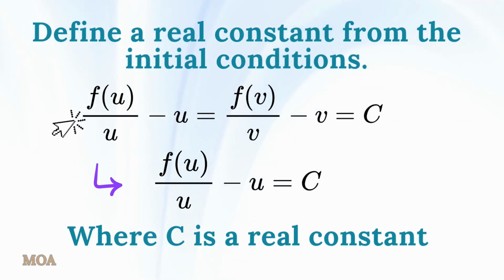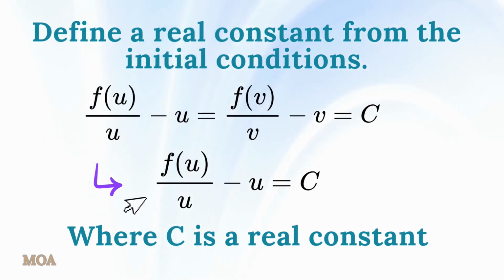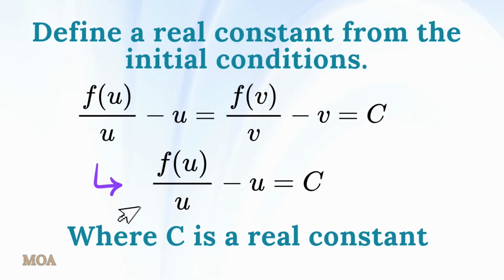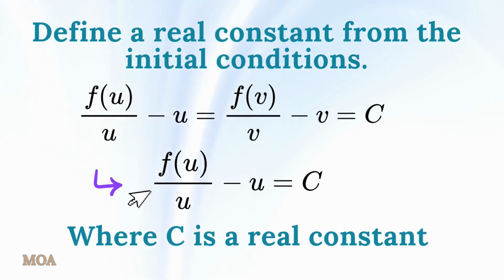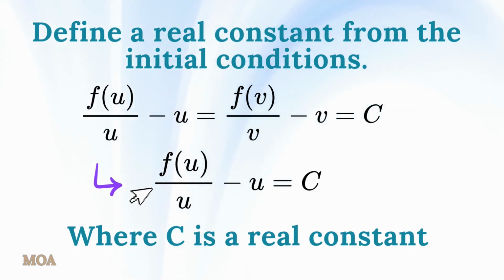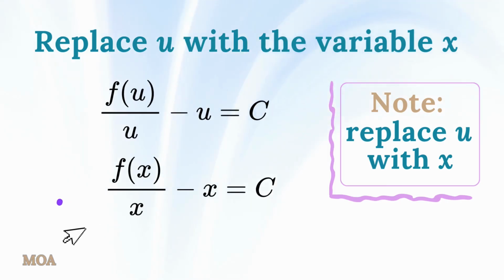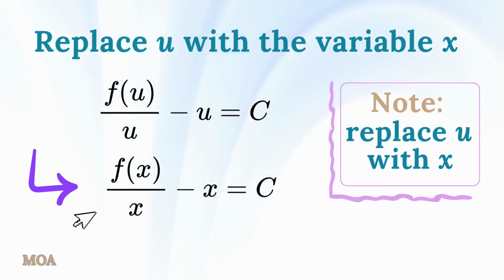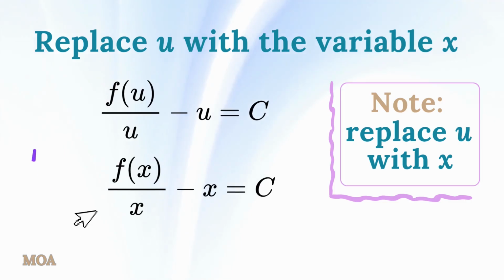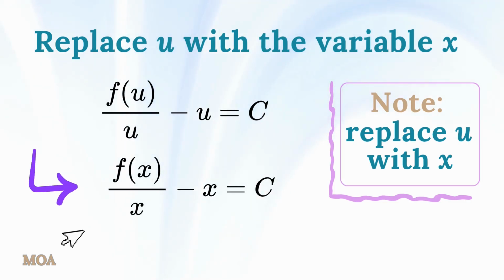This allows us to write f(u)/u minus u equals f(v)/v minus v equals c. Consequently, f(u)/u minus u equals c, where c is a real constant to be determined from the initial conditions. Then, replace u with the variable x, which gives f(x)/x minus x equals c.